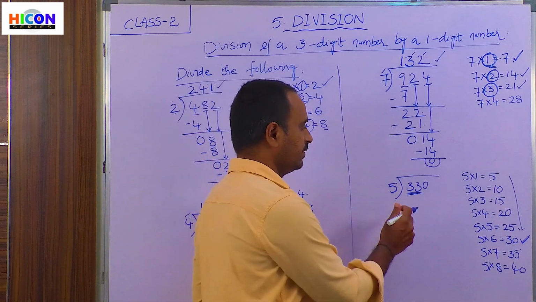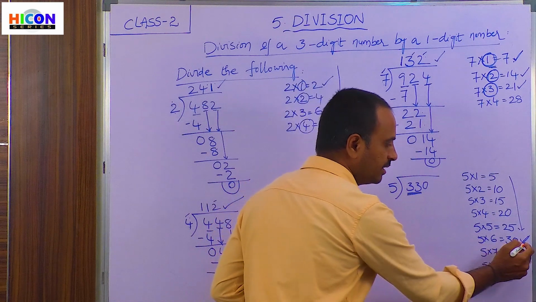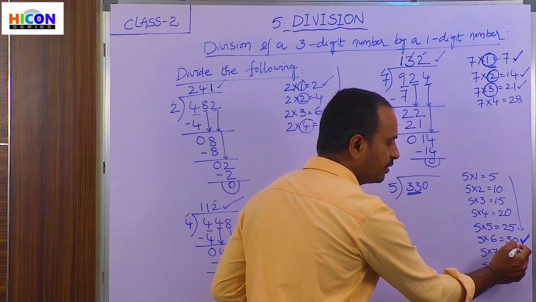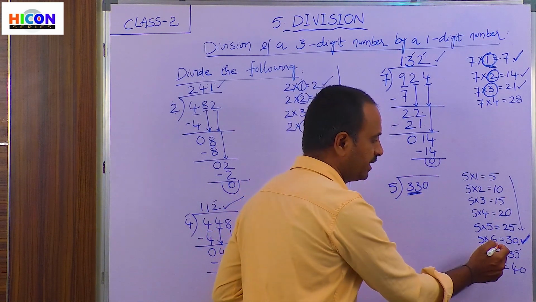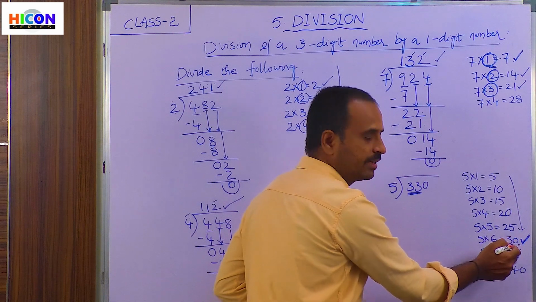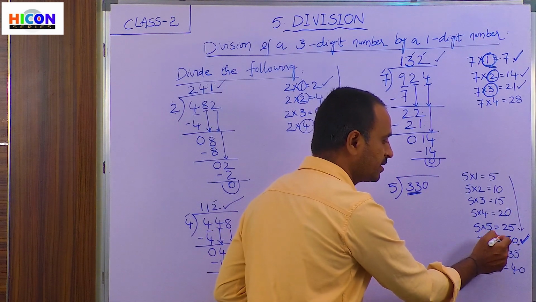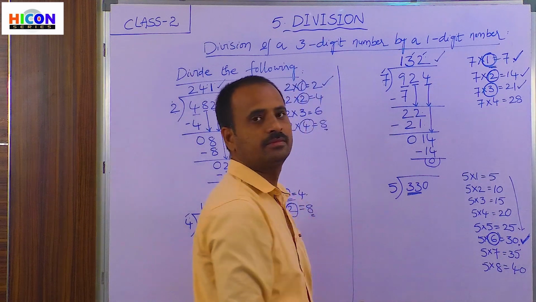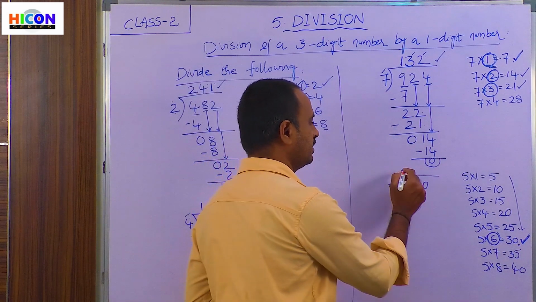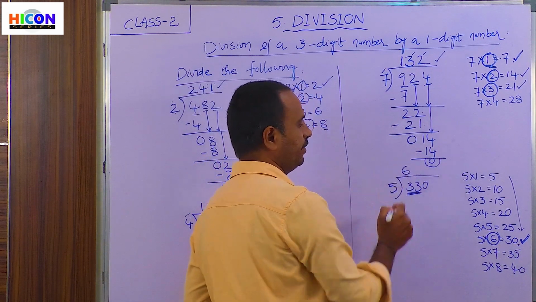So the number which is less than 33 is 30. So now we have to take this. How many times do we have to take to get 30? We have to take 6 times to get 30. So now write the 6 in the quotient above the dividend.